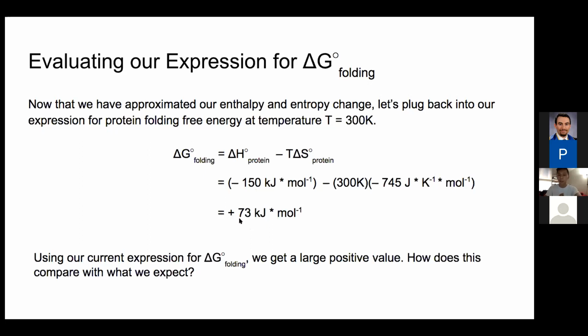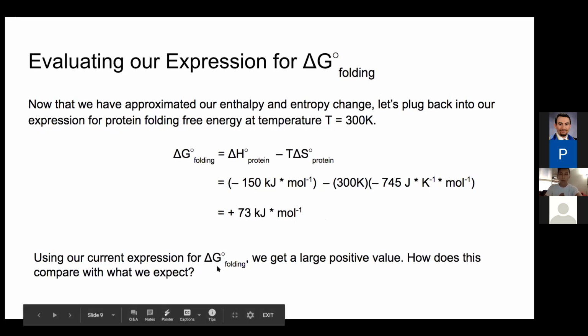But this is a large positive value, right? This isn't what we expect. What this says is that protein folding is unfavorable. If protein folding was unfavorable, our biology would be messed up. We couldn't really produce proteins in any appreciable amount, right? So we know something is wrong. So what is it that we're missing?